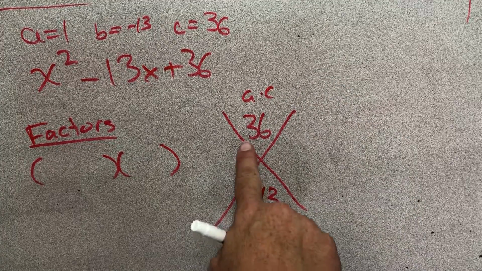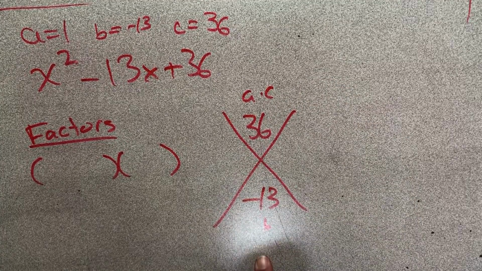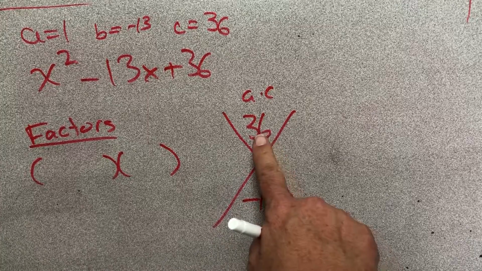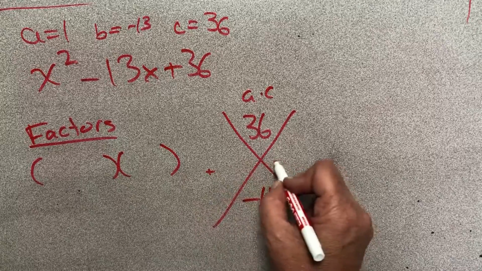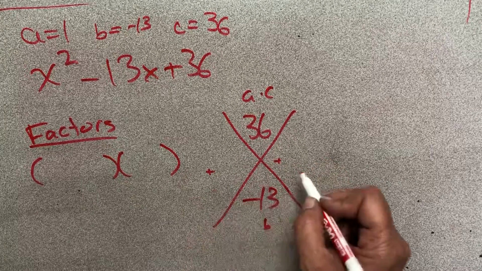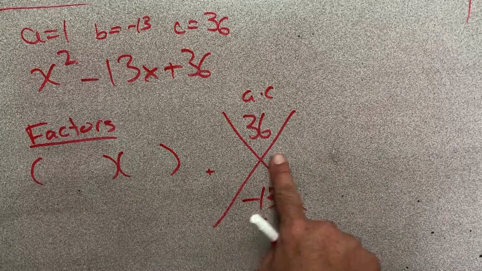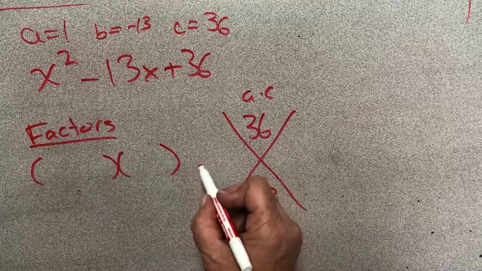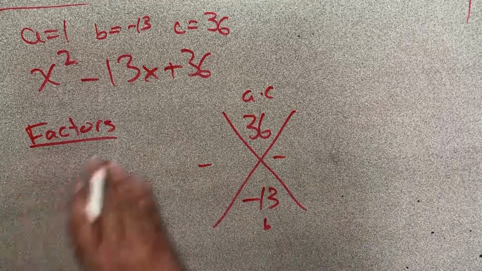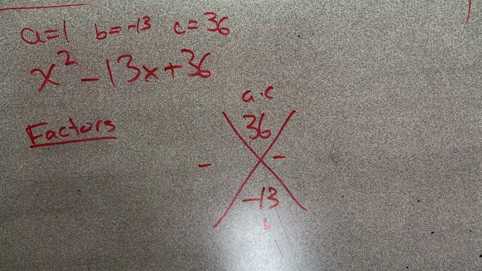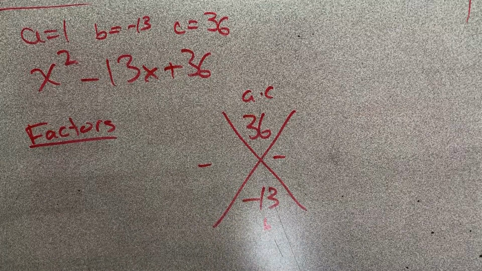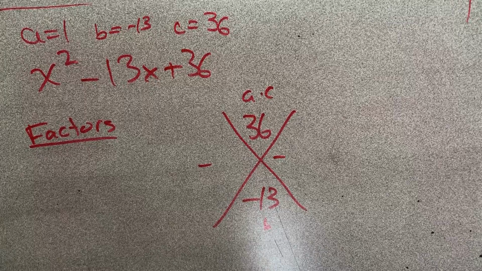So I have a positive product and a negative sum. Well, if you multiply two numbers and the answer is positive, you either have positive, positive, or negative, negative. Well, that's negative, so these better be negative, negative. Okay, I need two factors of 36 whose sum is negative 13. You might think of it right away, but let's pretend like you didn't.